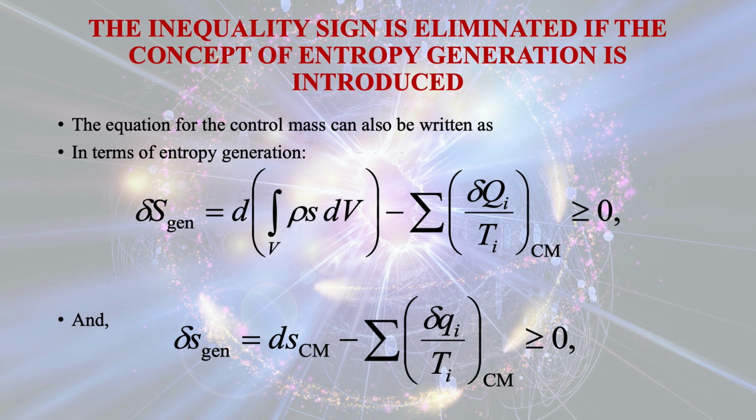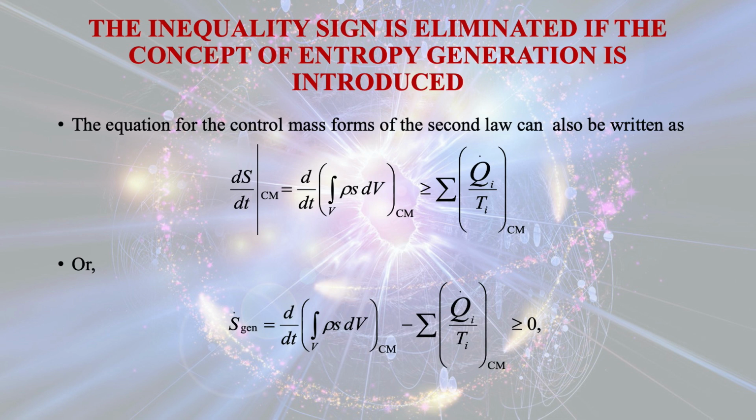So this equation can also be written in terms of intensive basis, that is, small s generation, which is equal to the change in small s of the control mass minus the summation of delta small Qi by Ti of the control mass, greater than or equal to 0.